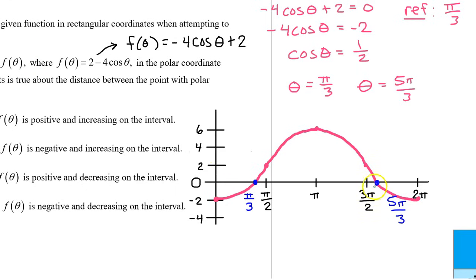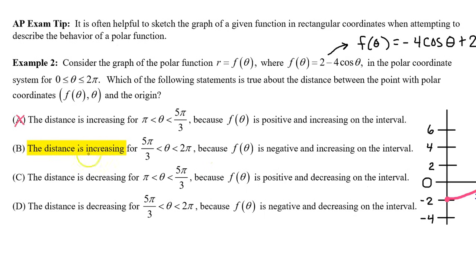Remember that on a rectangular graph, the x-axis represents the origin or the pole. So we can see that on the interval from 5 pi over 3 to 2 pi, the point is getting further away from the pole. In other words, the distance between the point and the origin is increasing. This matches the statement for option B.